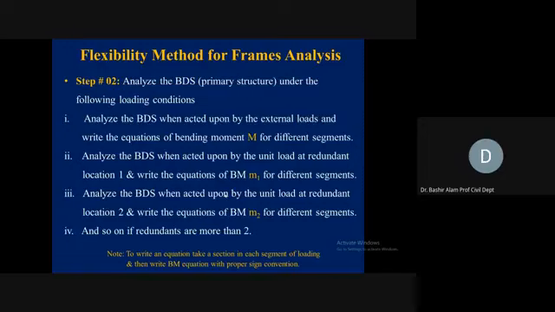Next, analyze the basic determinate structure when acted upon by the unit load at redundant location 1 and write the equation of bending moment m1 for different segments. Then analyze the basic determinate structure when acted upon by the unit load at redundant location 2 and write the equation of bending moment m2 for different segments. So for a 2-degree problem, you will go up to step number 3. If you have a higher degree of indeterminacy, and redundants are more than 2, you will have to continue till the degree of indeterminacy.